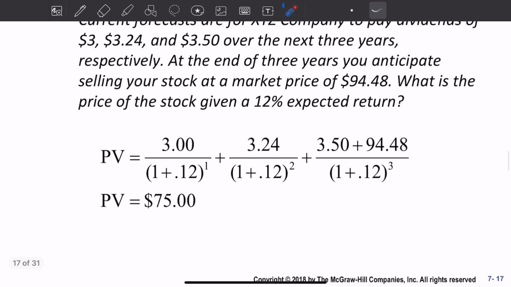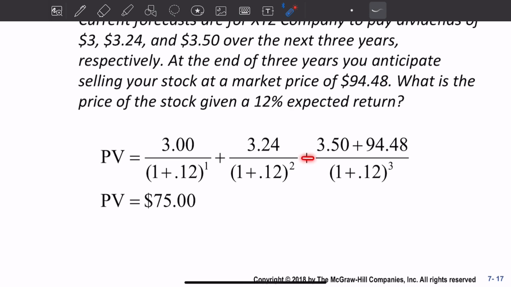Now, applying the formula, P0 is the present value, because we are basically just calculating the present value of these cash flows. The amount we expect to receive by the end of the year is the first year's dividend, discounted for 1 year, so 1 plus R to the power of 1, plus the dividend that we expect to get by the end of the second year, discounted for 2 years, so 1 plus R to the power of 2.